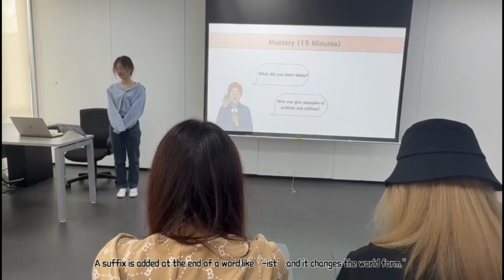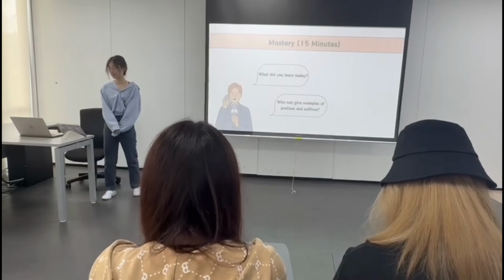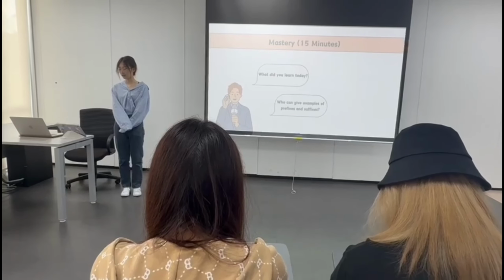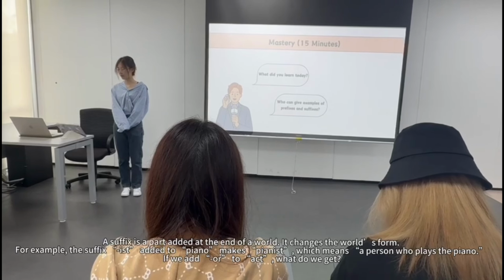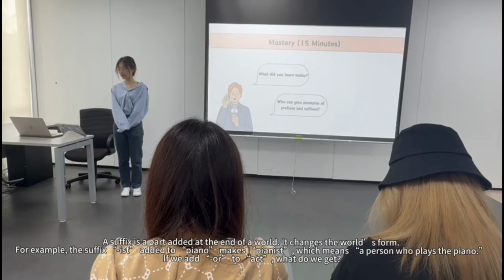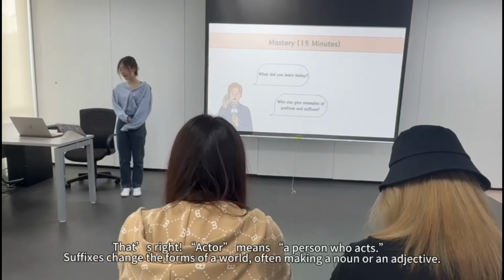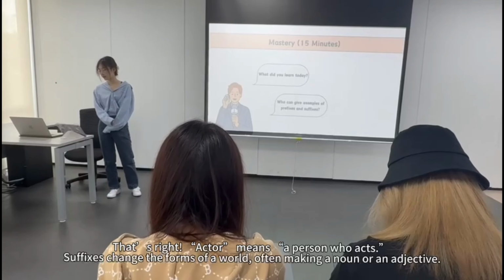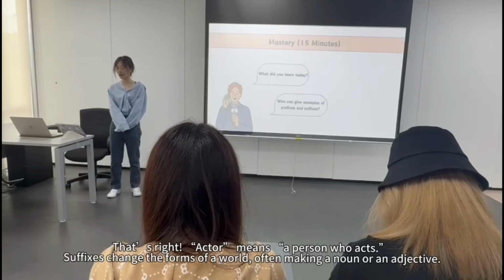A suffix is added at the end of a word, and it changes the word form. Okay, a suffix is a part added at the end of a word. It changes the word's form. For example, the suffix "ist" added to piano makes pianist, which means a person who plays the piano. And if we add "or" to act, what do we get? Actor. That's right. Actor means a person who acts. Suffixes change the form of a word, often making a noun or an adjective.